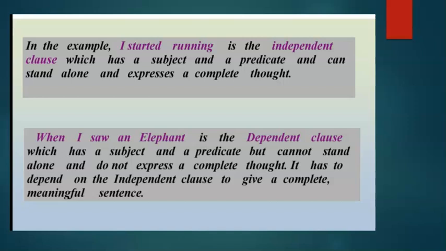Here is the explanation of the sentence that is given above. I started running is independent clause which has a subject and a predicate and can stand alone and expresses a complete thought. When I saw elephant is dependent clause which has a subject and a predicate but cannot stand alone and do not express a complete thought. It has to depend on independent clause to give a complete, meaningful sentence.